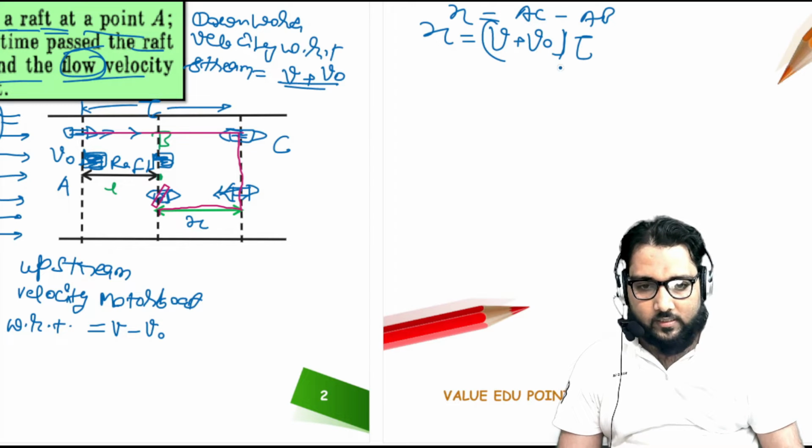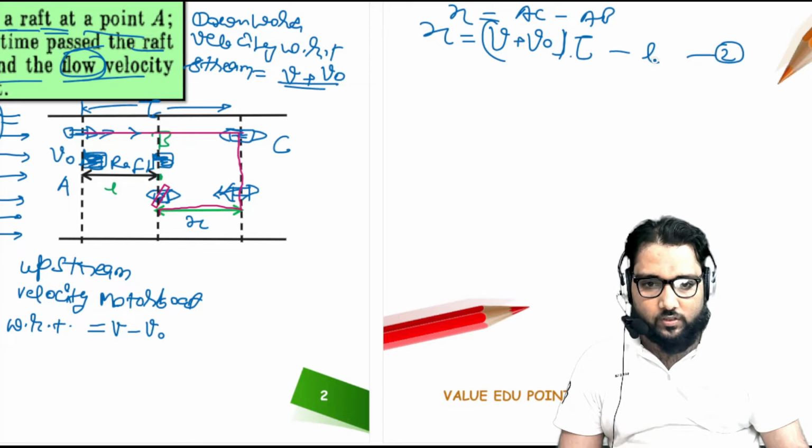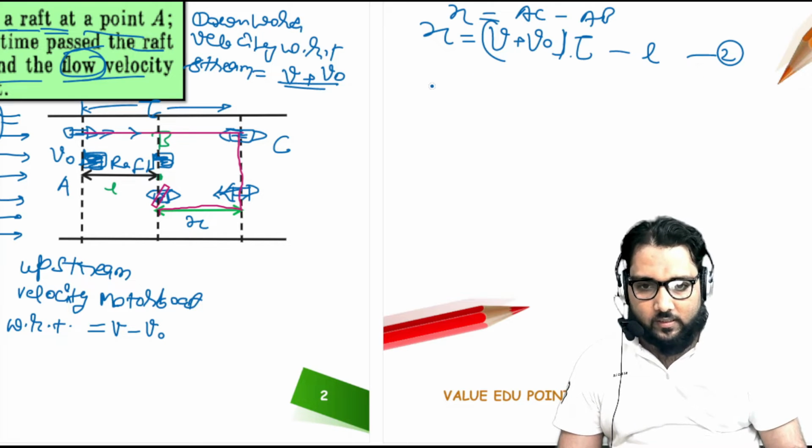So AC is the distance traveled by the motorboat, so velocity into time, there is no problem. Distance equals velocity into time, and AB we know is L. So simply we put in this formula. This is equation one and equation two. We replace equation number one. The time will be L upon v naught.